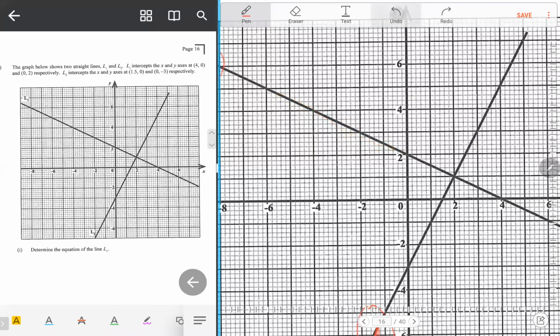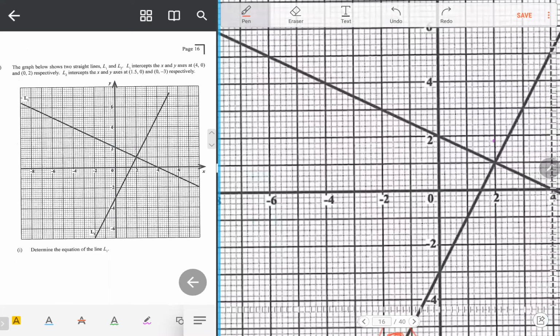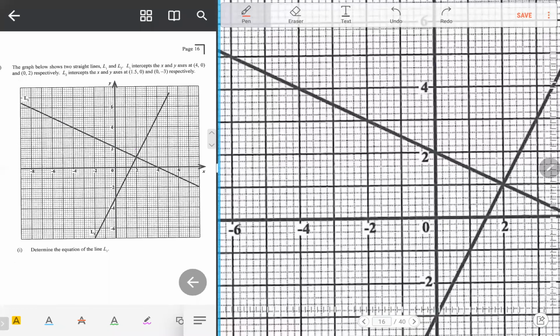So we can get the gradient easy now. Easy, easy, easy. And you can leave this on your graph in the exam. You can just use 2 points on the graph that we know. So we can say this point to this point. Any 2 points on the graph.